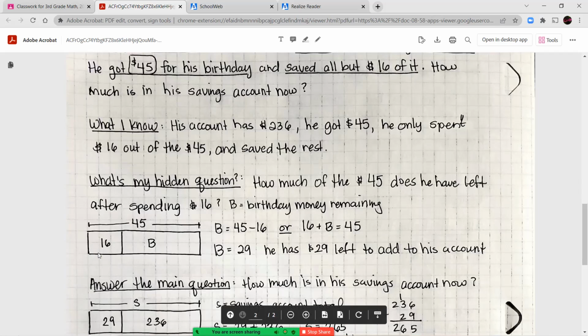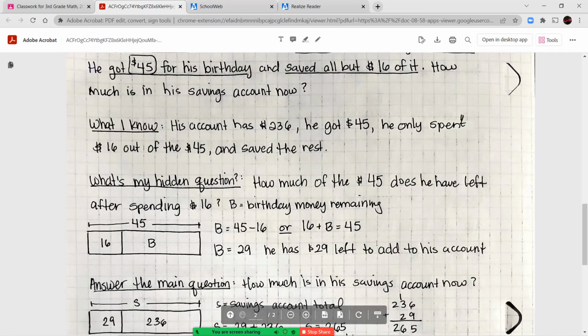So we know $45 is made up of that $16 plus B, which is the amount that he had saved. So what he spent and what was left over together equal 45, or 45 minus the 16 that he spent will tell us how much he has left over. And you can write the equation both ways. So if I do 45 minus 16, I know 45 minus 15 will give me 30, minus another 1 will give me 29. So he has $29 left that he can add to his account.